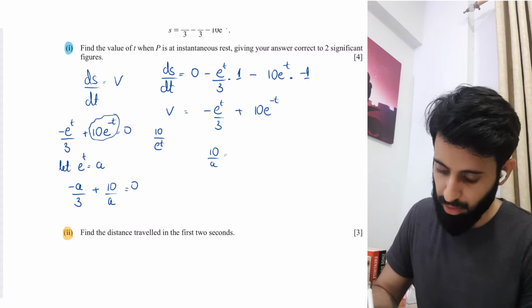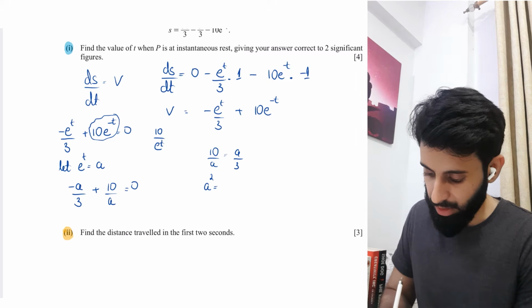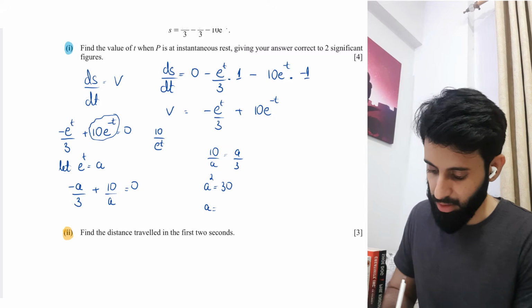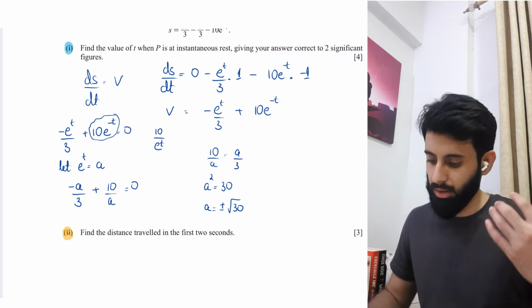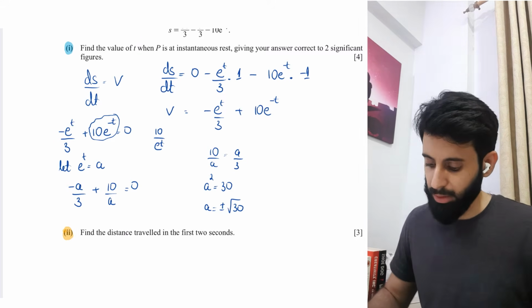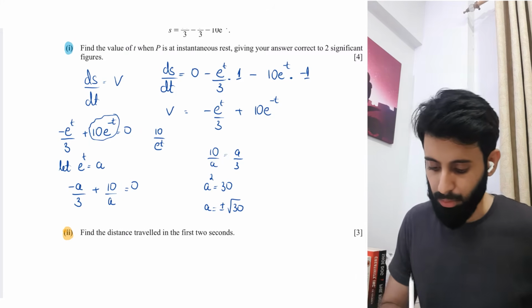Okay, so it's not going to be 3 upon a, it's going to be a upon 3. That means I'm looking at a squared is equal to 30, which means a is equal to plus or minus the square root of 30. Now we know that we're trying to figure out time. So time is something that's always positive, and we're not going to take minus square root of 30. We're just going to go with positive.